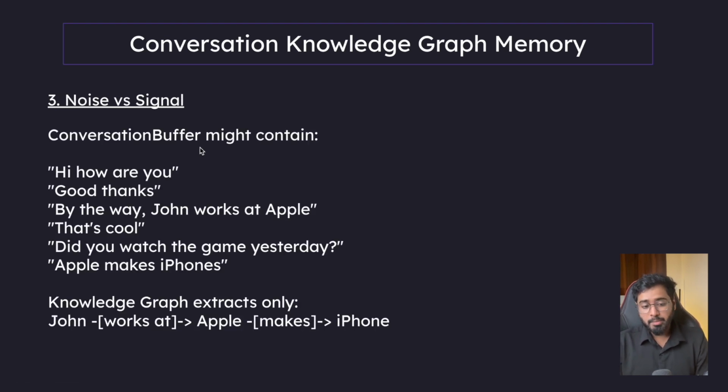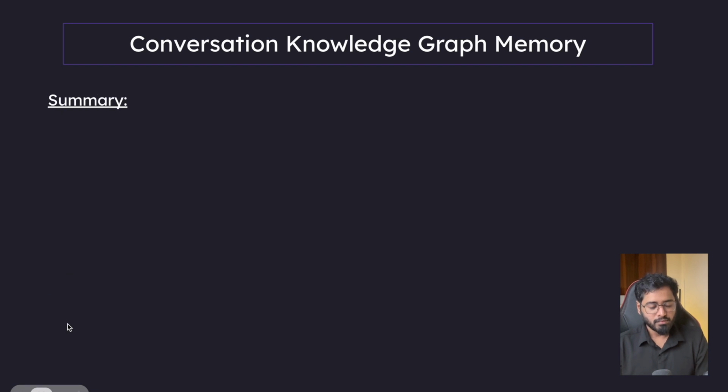All right, let's look at the third one, noise versus signal. The conversation buffer memory might contain the entire history, right? Hi, how are you? Good, thanks. By the way, John works at Apple. That's cool. Did you watch the game yesterday? Apple makes iPhones. All of this history is saved. But a knowledge graph only extracts the relationships between each of those things. All right.